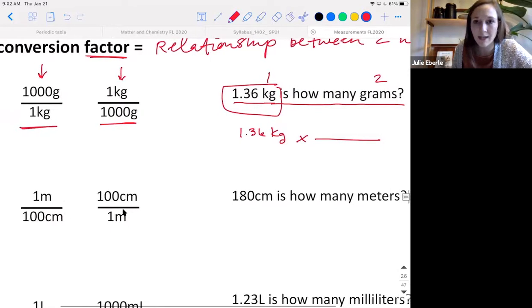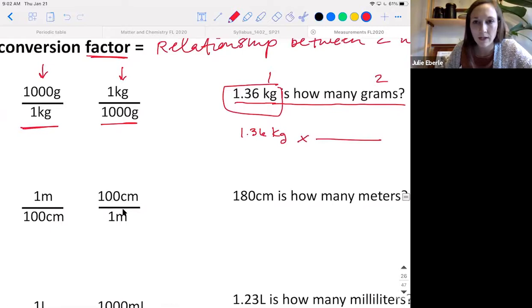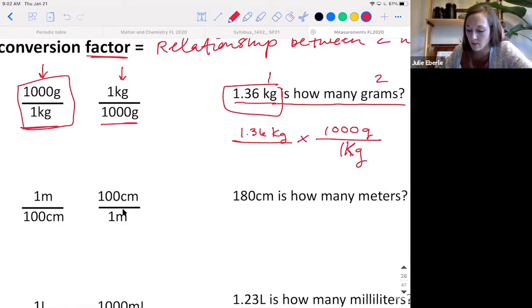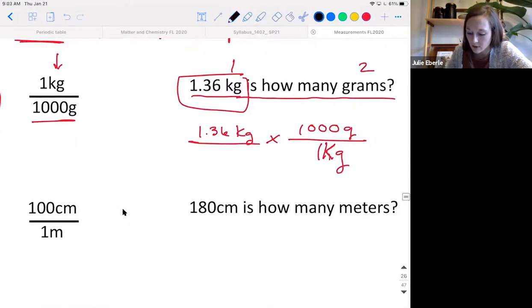So because I want to cancel it, the way you cancel things in algebra and in math, you have to have it on top and on bottom, 1 time each. So right now, I have kilograms on top. So I'm going to pick this conversion factor over here. I'm going to plug it in. I'm going to write 1,000 grams on top and 1 kg on bottom. And now I have kilograms on top and bottom. I'll show you how they cancel. I've got it on top, I've got it on bottom, so I can cross them out. That's what I mean by cancel out.